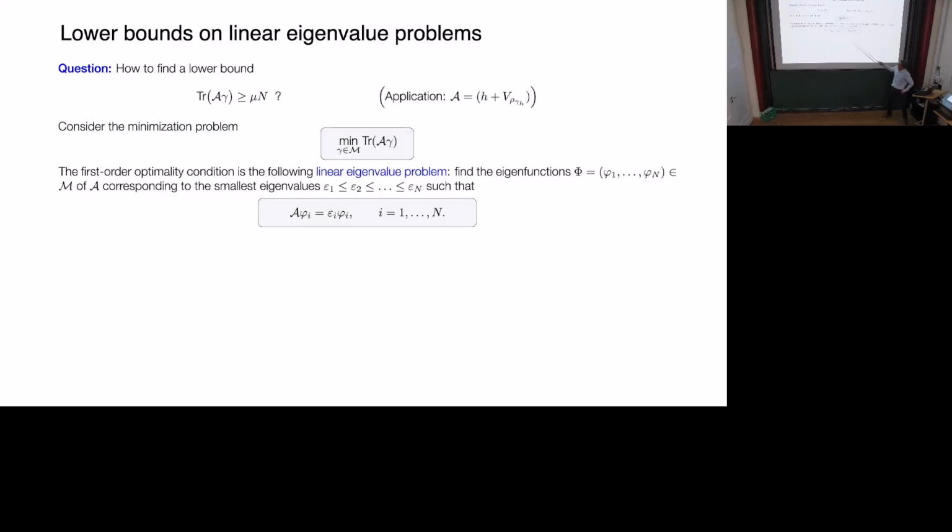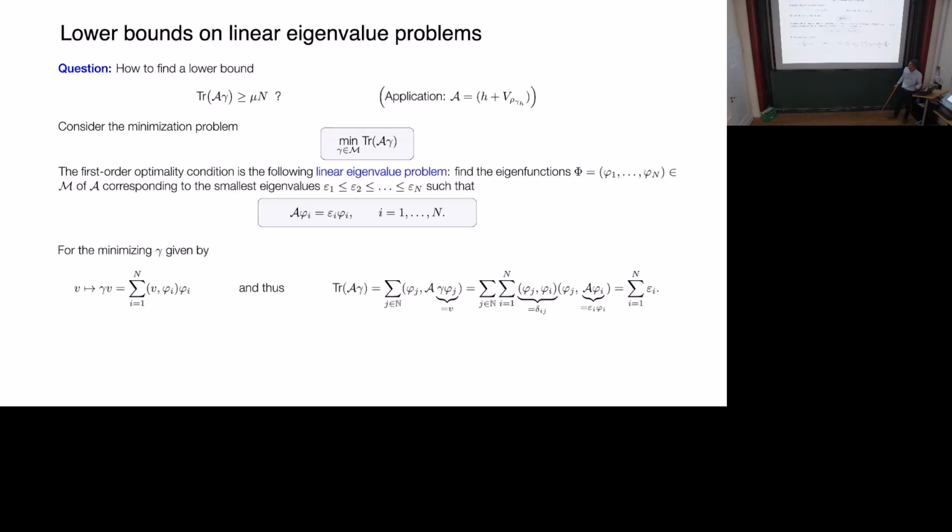So if we consider this minimization problem, that actually means that we are going to minimize the sum of the eigenvalues. If you do this, we have seen this formula before. You plug it in, a bit technical details, you see this is the sum of the eigenvalues. So by this, the first order optimality condition is, again, find the lowest n eigenvalues of the linear eigenvalue problem.